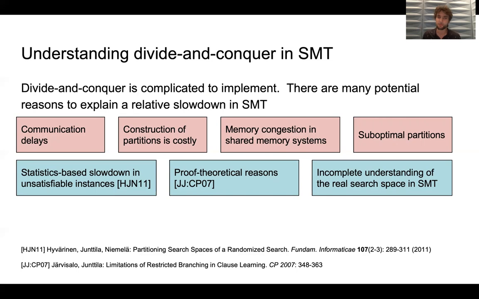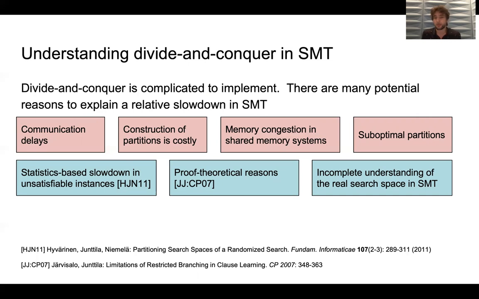Or it could be proof theoretical reasons. For SAT, we have a result that if you fix the branching heuristic, the branching order of literals, you can get a super polynomial slowdown, a separation between two proof systems. And we're kind of doing a similar thing here with the partitioning when we fix literals.